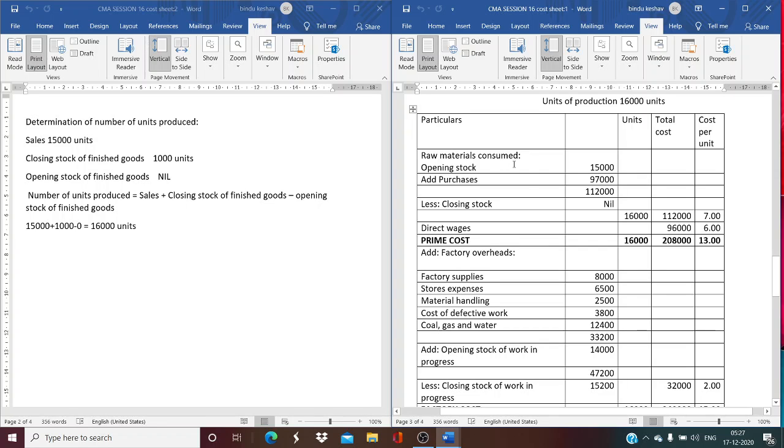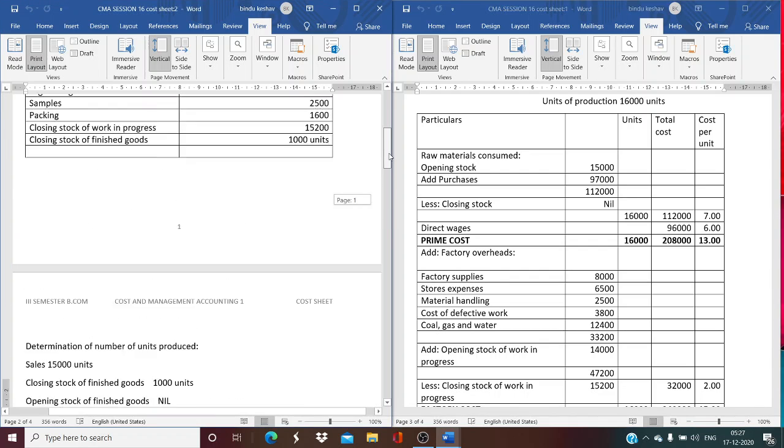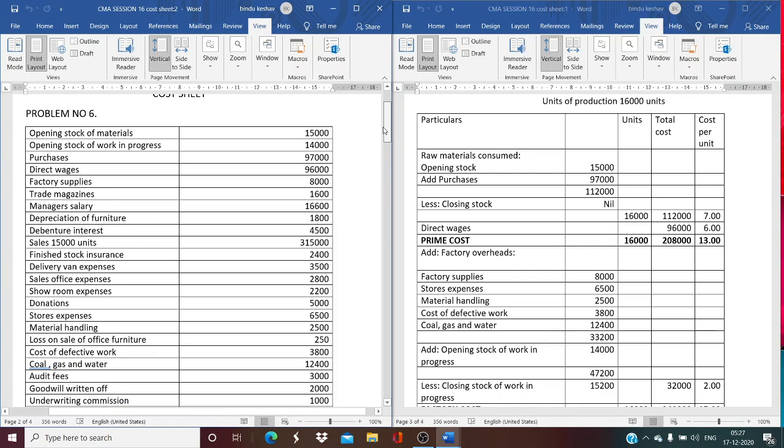Raw materials consumed. You have information about the opening stock of raw materials 15,000, add purchases 97,000. If we have incurred any expenses relating to the purchases of materials, that has to be considered here. So in this case we do not have that information. It said purchases of materials only 97,000. 1,12,000 less closing stock of materials.